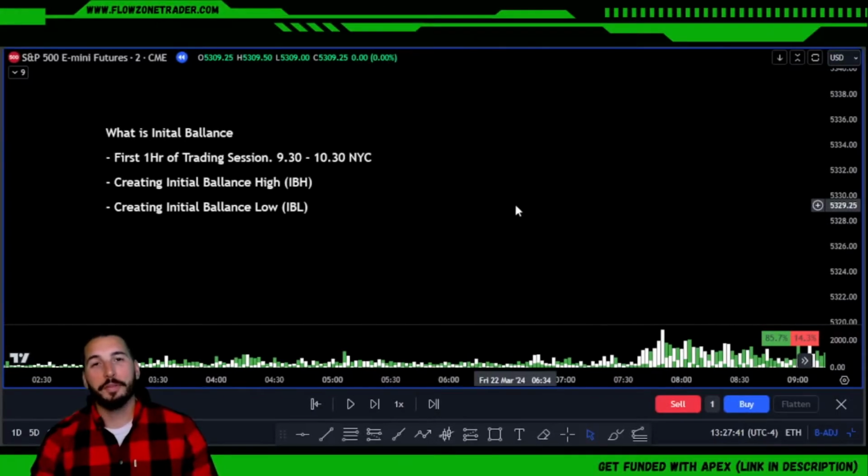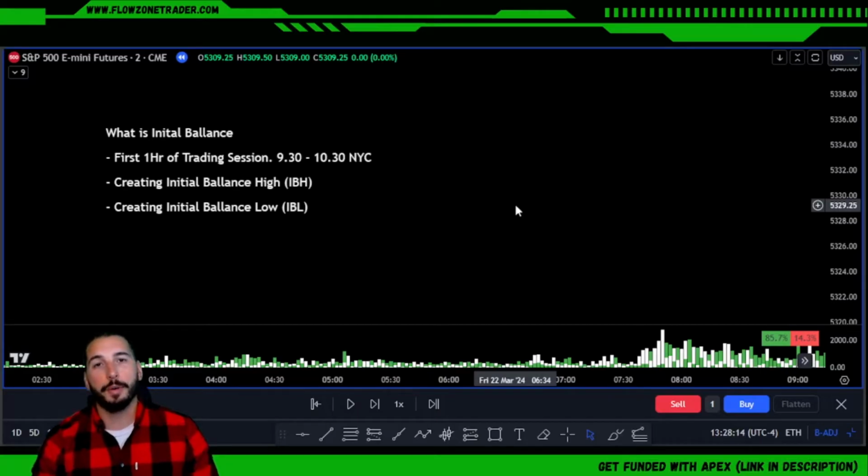Without further ado, let's get straight into it. So the initial balance then, what is it? It's a really simple concept that is extremely powerful. Simply put, it is measured from the beginning of a session for the first hour. So from a 9:30 open New York to a 10:30. If you're playing New York session like me, that is your initial balance. But you can also use it, of course, on London exchanges, Asia exchange, or any exchange that you are playing. It is simply the first hour from open.